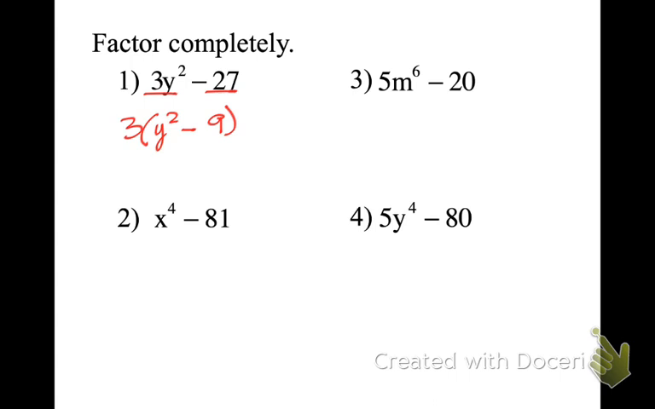No. Keep going, Diana. How do I factor y squared minus 9? 3 times y minus 3 times the quantity of y plus 3. Perfect. Do you see how that is factored completely? Yes. Okay, let's try the next one. I love this one. Okay, who wants to give it a go? Write it down as we're going.